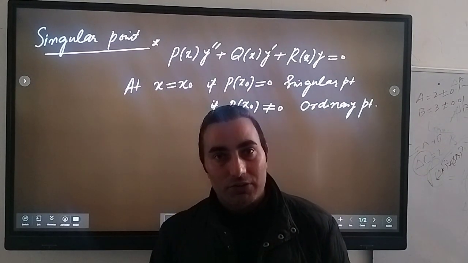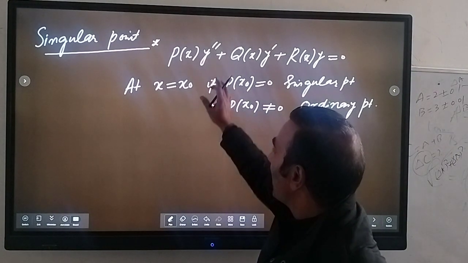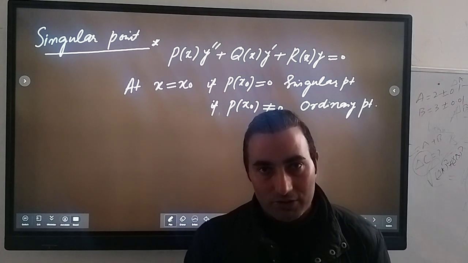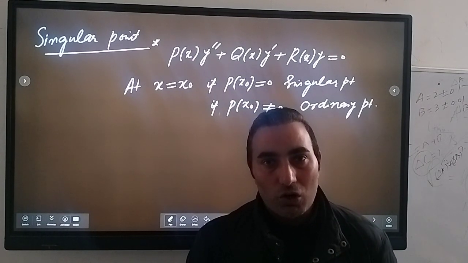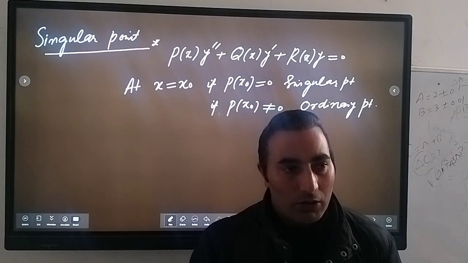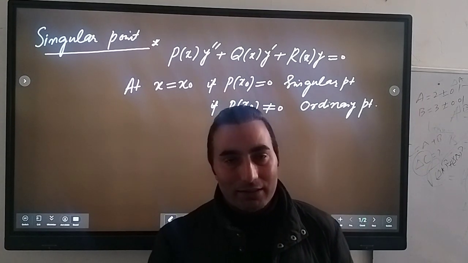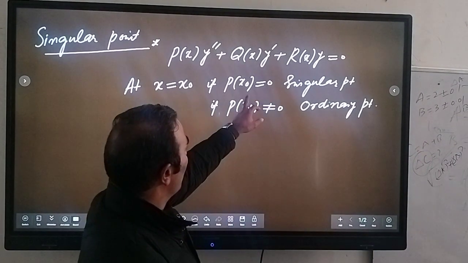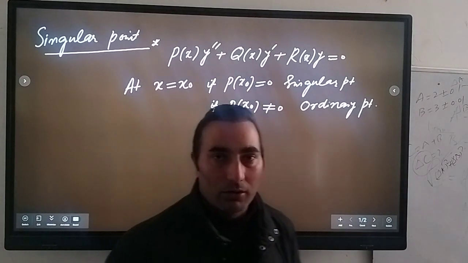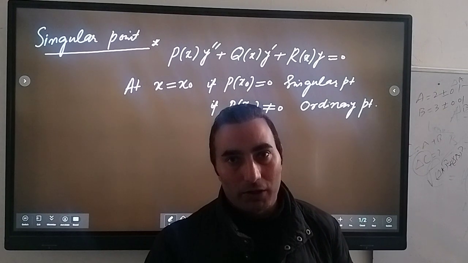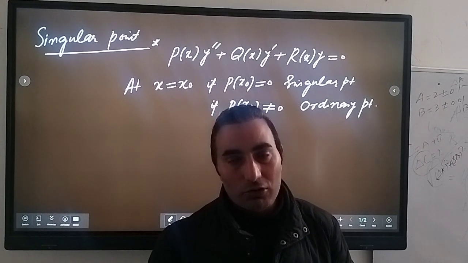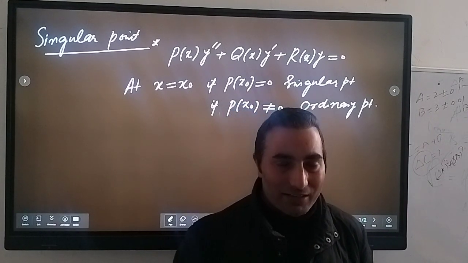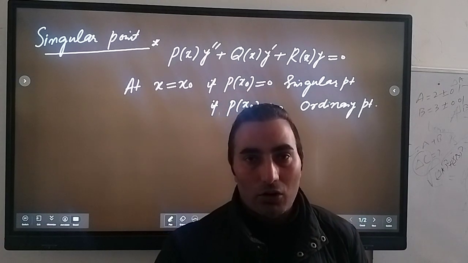If you have a homogeneous differential equation like p(x) y''(x) + q(x) y'(x) + r(x) y = 0, right? So if we consider some point x = x0, we can say that this x0 will be the singular point if p(x) is 0 there. So in that case this point x0 is called the singular point. If p(x) is not equal to 0 at x = x0, then x0 is called the ordinary point. So this is how you can distinguish between a singular point and an ordinary point.